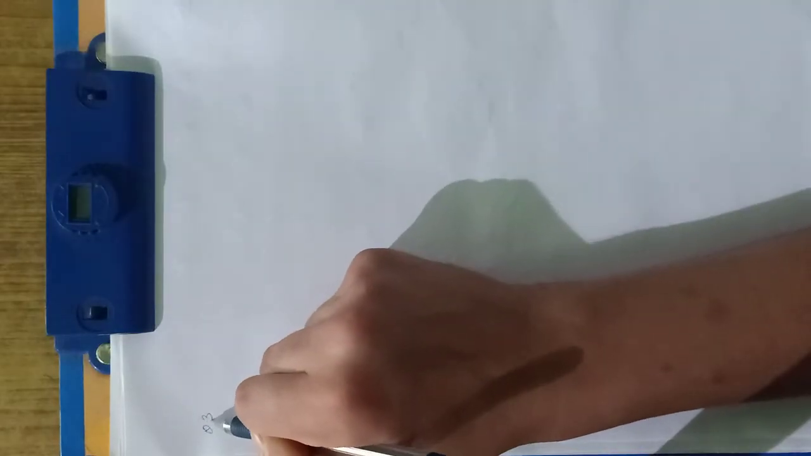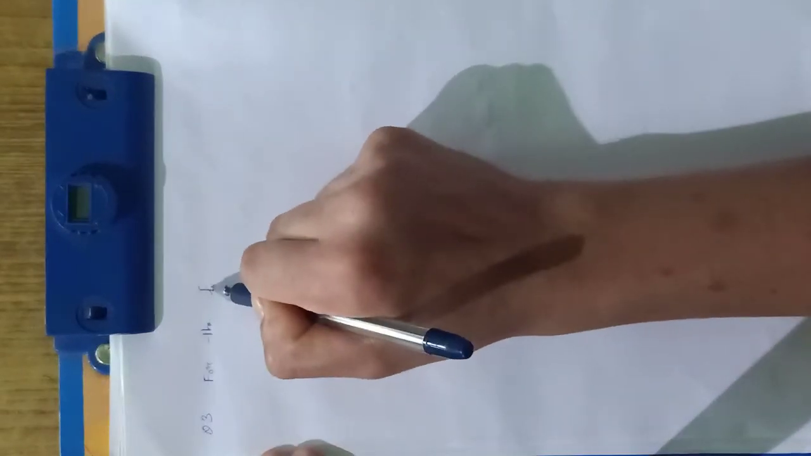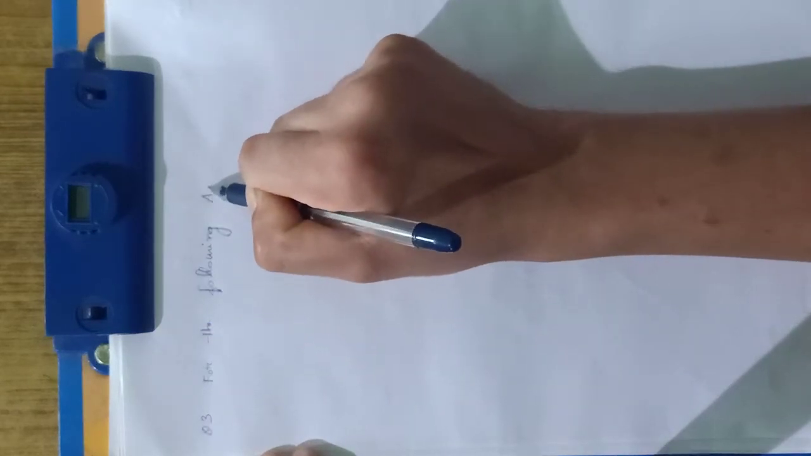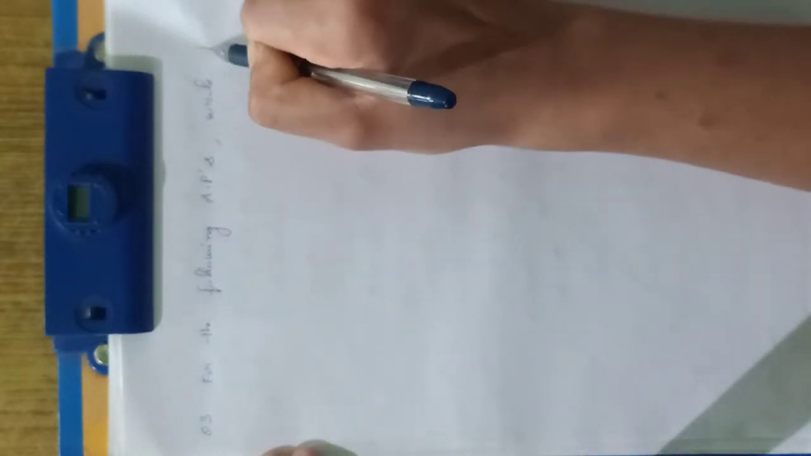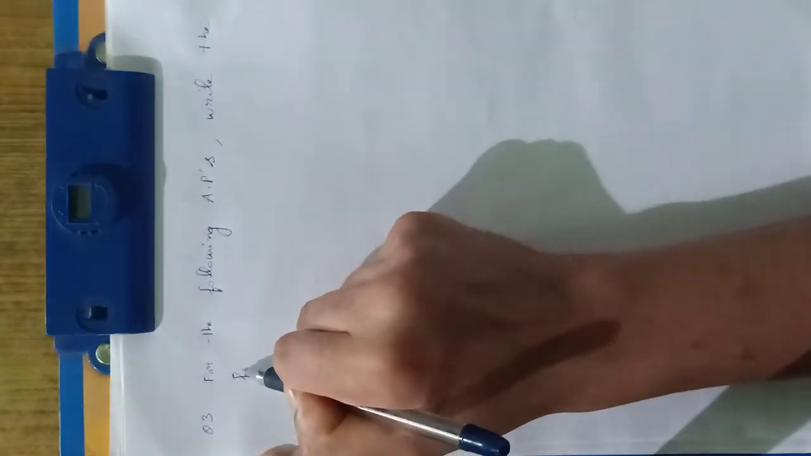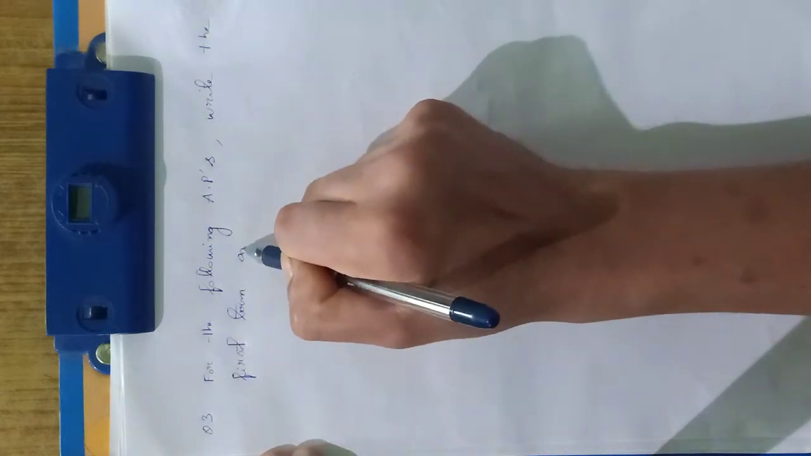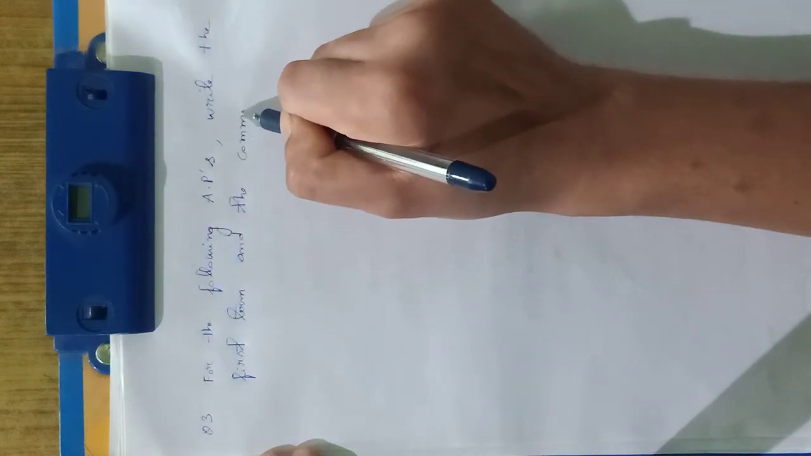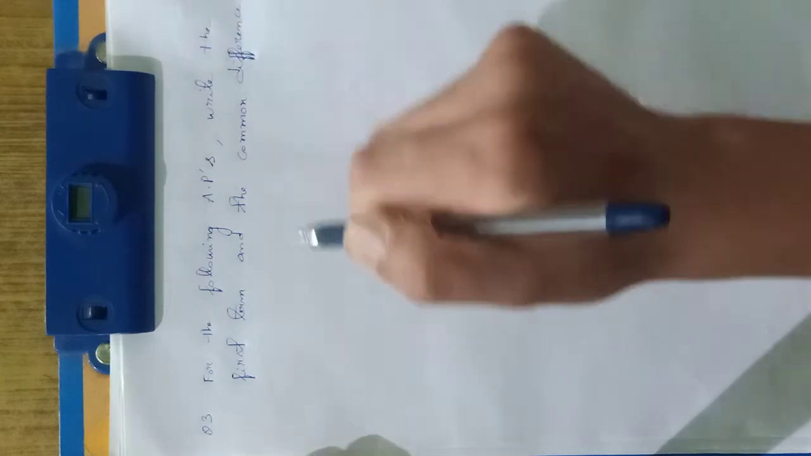Now let's go to question number 3. Question number 3. For the following arithmetic progressions, write the first term and the common difference. Let's see the first one.